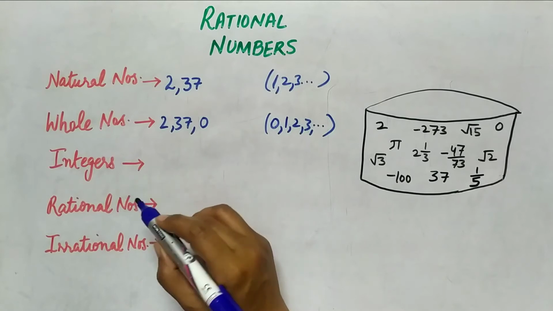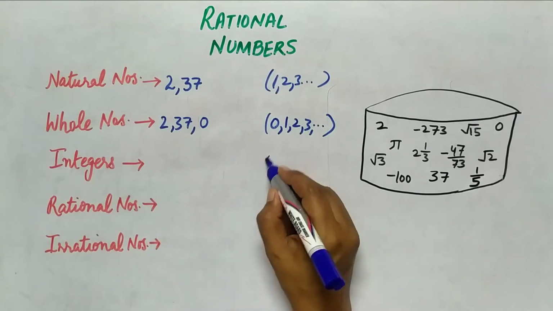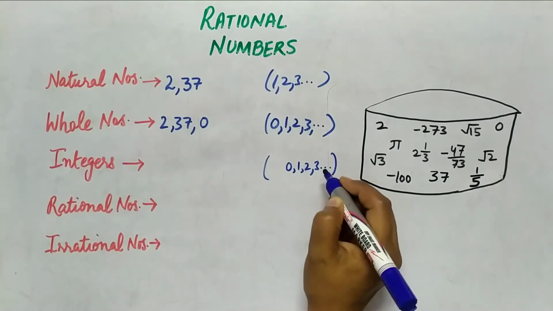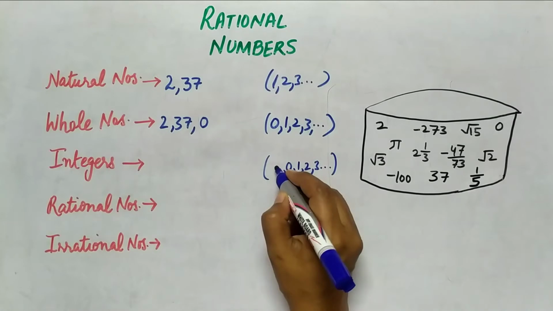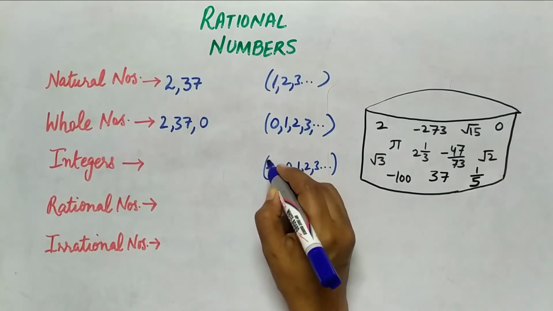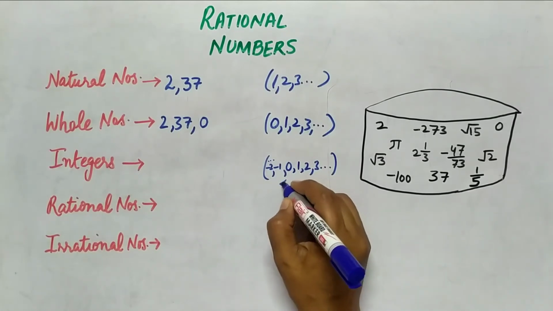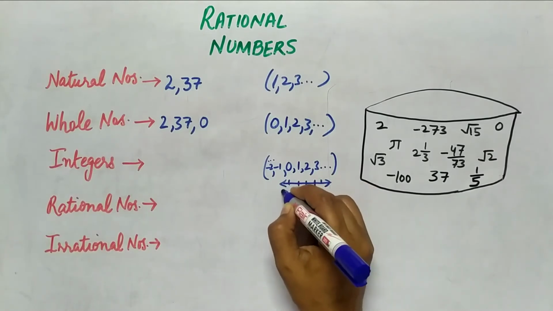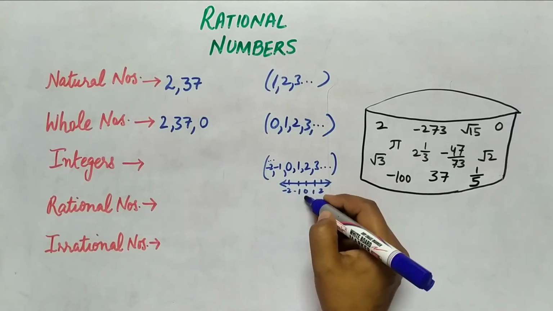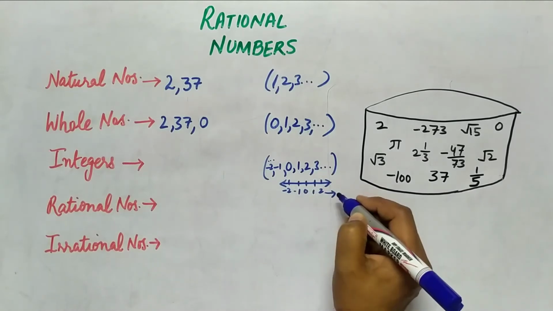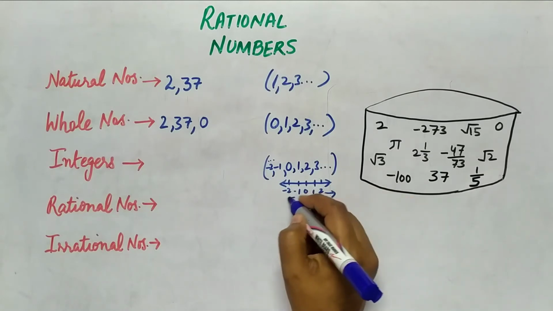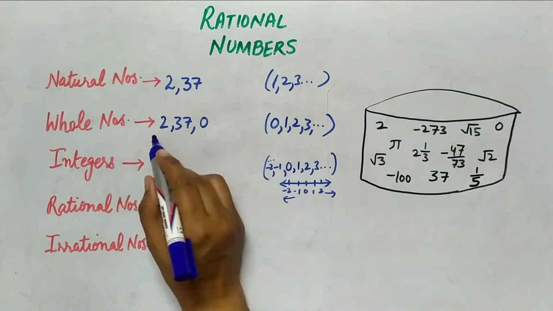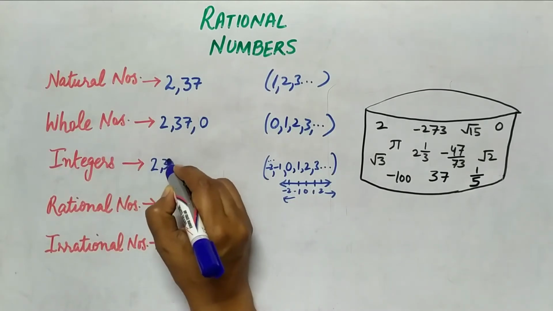Next one is integers. Integers are whole numbers like 0, 1, 2, 3, etc., and the negatives of these, minus 1, minus 2, etc. They are the numbers that lie on the number line. We already know the number line. It has 0 in the center, positive numbers along the right hand side and negative numbers along the left hand side. So integers include all the whole numbers. Let us write them.